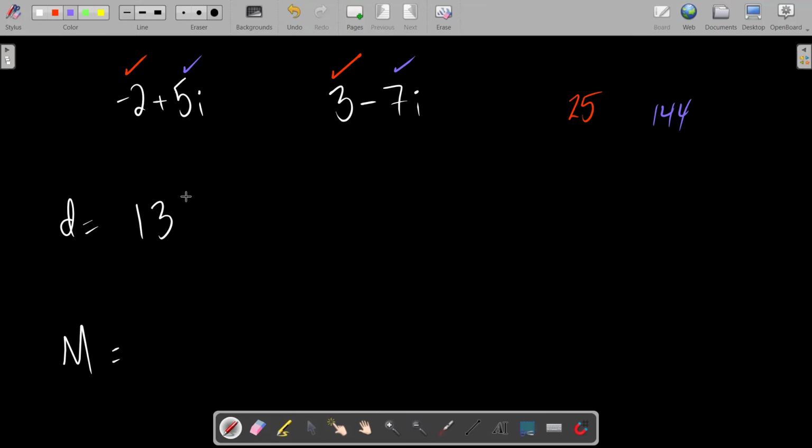What would be the midpoint of these two complex numbers? 1/2 and i. So 1/2 is the real coordinate. And then what's the imaginary? Plus 1.